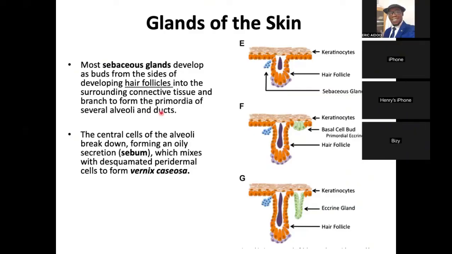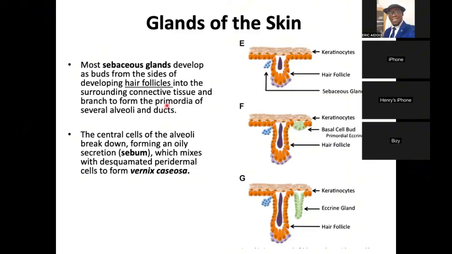Okay, so the alveoli are actually the spherical portions of the gland. Usually that is where you have the secretory unit. Then the ducts are the passageways for the content that the gland has produced.